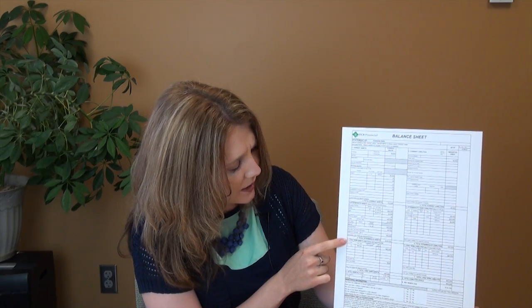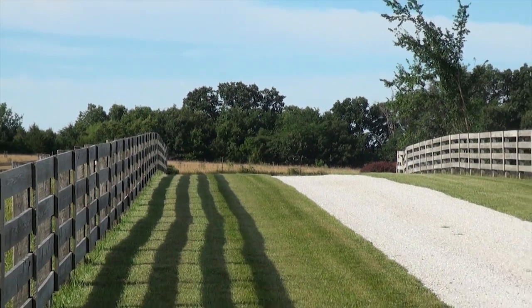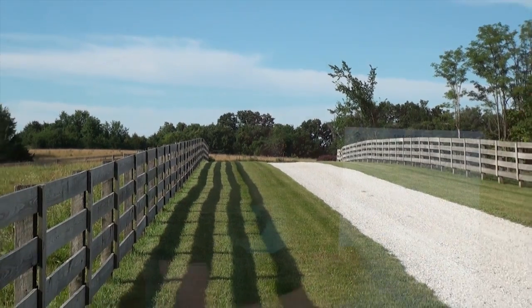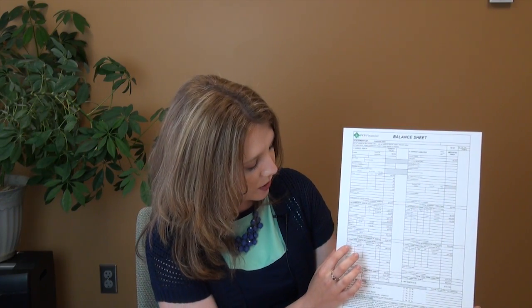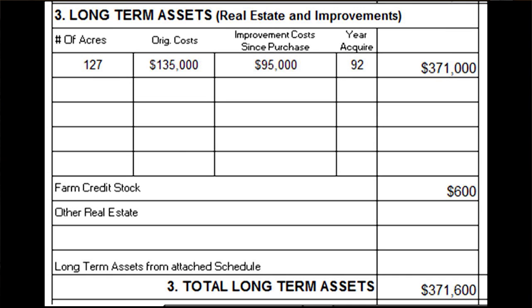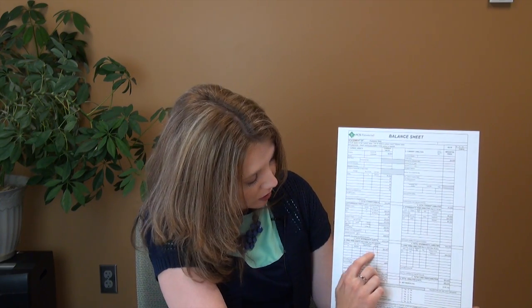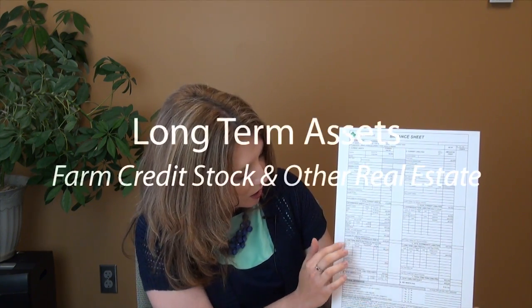Our long-term assets are typically real estate. Your farm, your home, any kind of real estate would go down here. One of the things that your loan officer will want you to fill out is the original cost, the improvements since purchase, and the year acquired. The reason we do this is we're trying to figure out, if this number is larger than the original cost, is that due to appreciation? Have you put money into the property? We're just trying to understand where these values come from and, when they change, why they are changing.